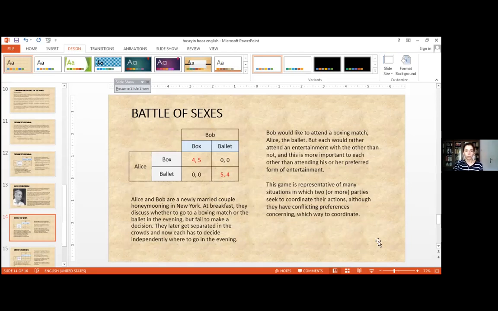Bob, being a man, would like to attend the boxing match, and Alice would like to attend the ballet. Each would rather attend an entertainment with the other than not at all. So the important part for both of them is to attend an entertainment together.